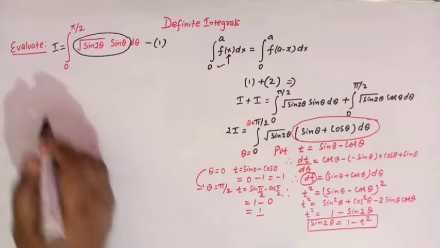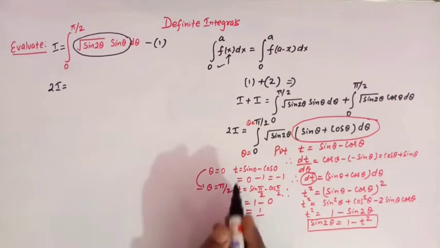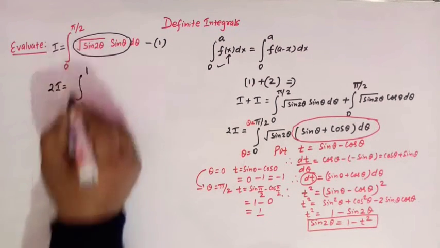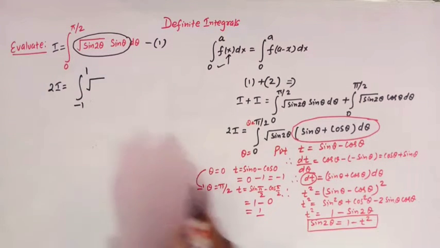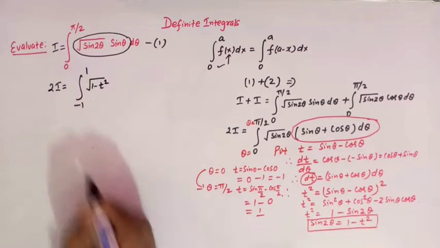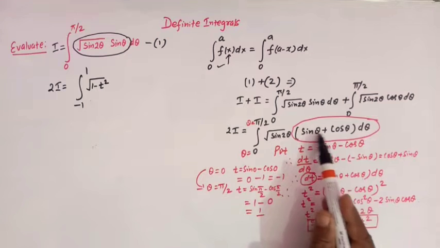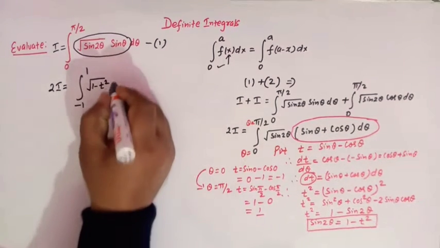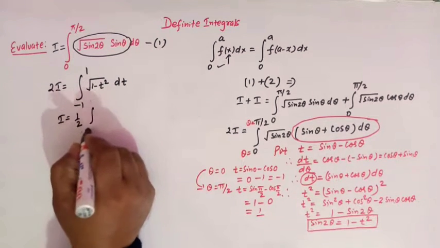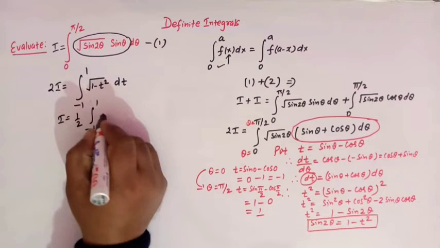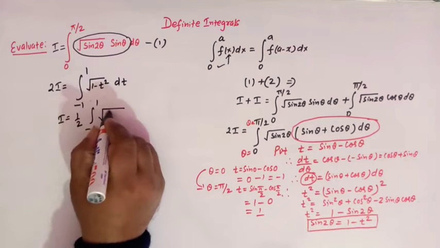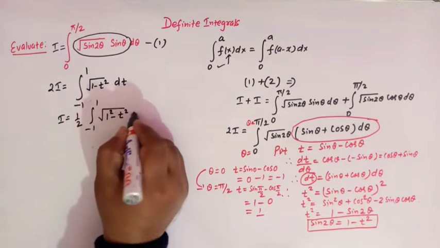So now this integral, that is 2I, becomes integral from minus 1 to 1, and here we have the square root of sine 2 theta, and sine 2 theta is 1 minus t square, and for (sine theta plus cos theta) d theta we have dt, right? So now I can be written as half, integral from minus 1 to 1, and this term 1 minus t square can be written as 1 square minus t square, right?